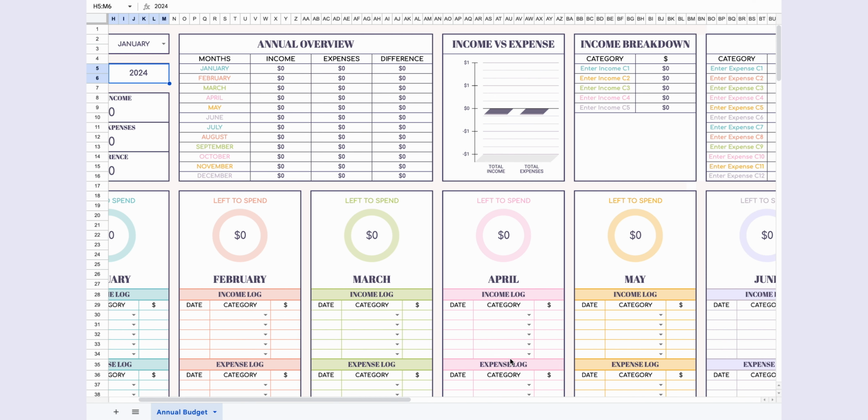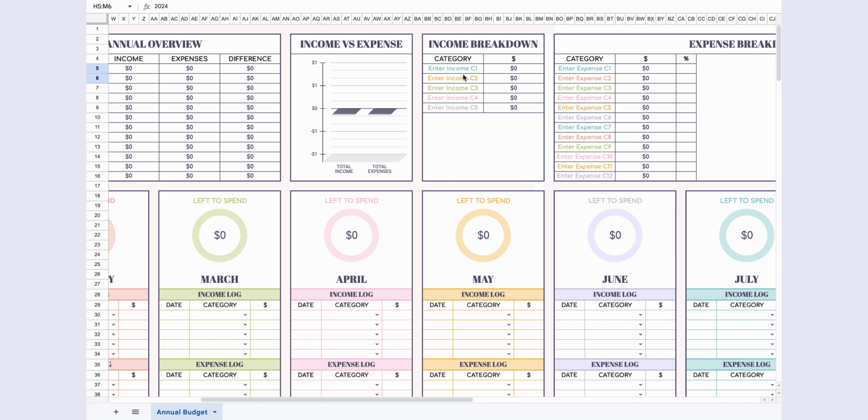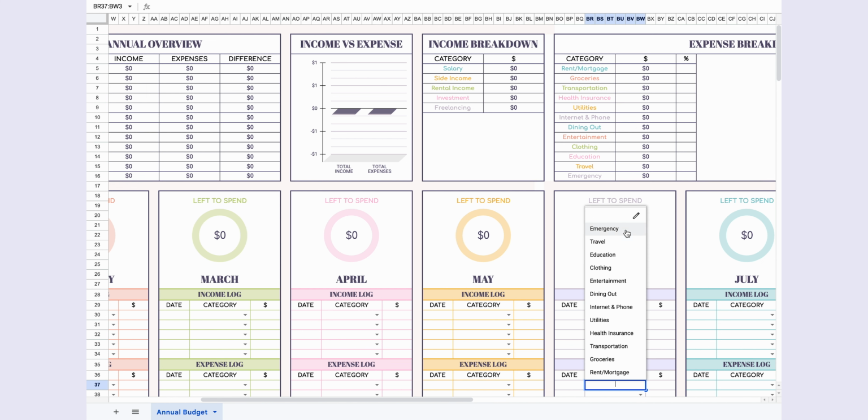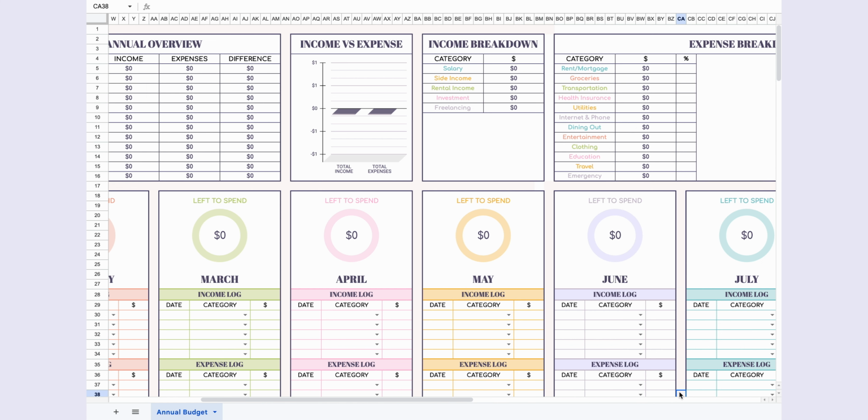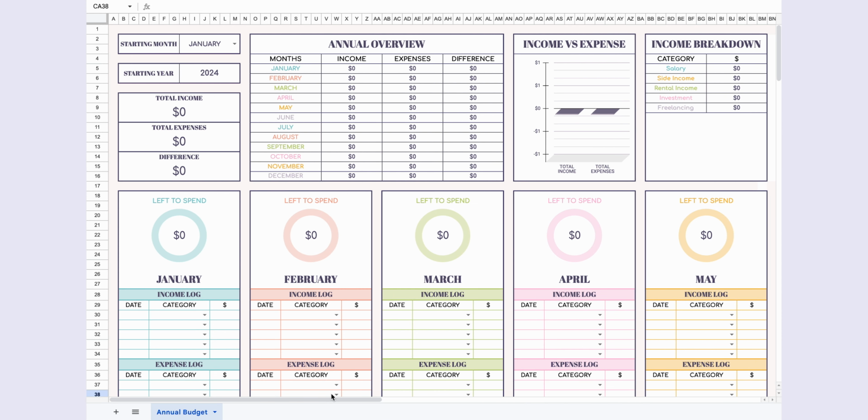Next, there are 2 more sections we need to personalize: income category and expense category. This part is entirely customizable to fit your needs. I'll fill it out quickly. In the income log and expense log below, the categories we personalized will appear automatically. That's all we need to do in the upper section. As you enter your income and expenses, all the remaining tables and charts at the top will be generated automatically.